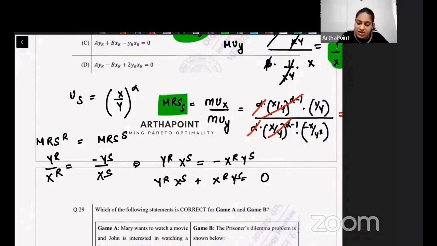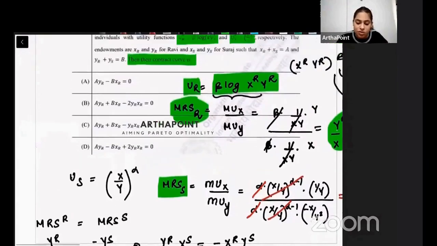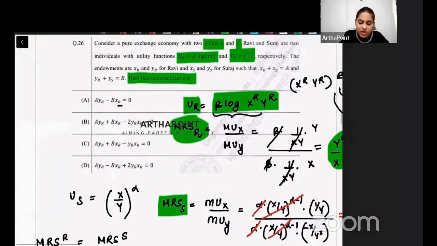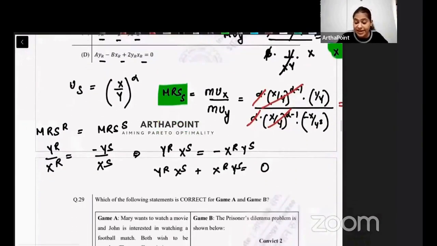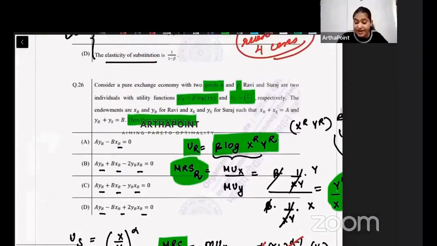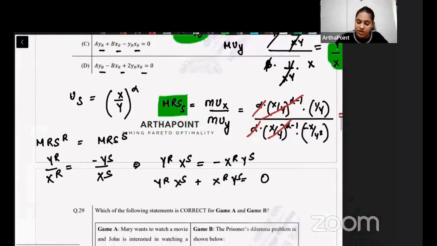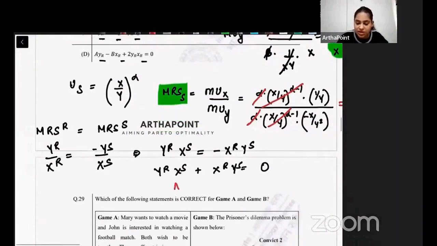Now, once you have solved this, you have to just write everything in terms of R. If you see the options, it is in terms of individual R. S कहीं नहीं है. So I have to just make sure that this S is removed from everywhere. We can easily do that. How will we do that? If you go ahead and you see, we know that XR plus XS is A. So instead of XS, I can write A minus XR.